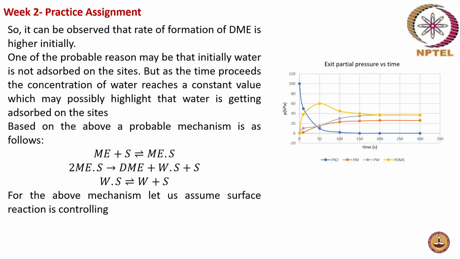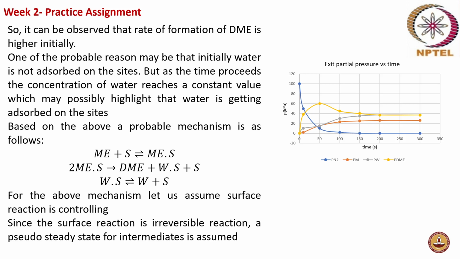So as usual, we can assume that the surface reaction is controlling. Now in the next step, since the surface reaction is irreversible, a pseudo steady state for intermediates is assumed. Do you remember in the first 2 weeks' lectures, in one of the lectures there was a discussion on the pseudo steady state, where one or more of the reaction steps is irreversible? In that case, we assume a pseudo steady state for the intermediates.